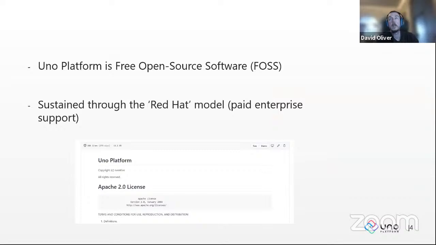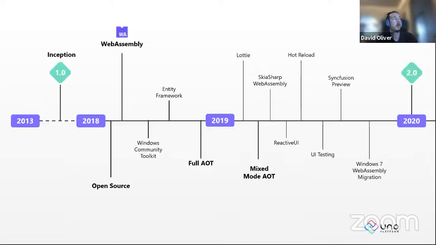So Uno is free, it's open source. And just to let you know, it's sustained through the so-called Red Hat model. So we offer it for free by supporting the core team through the paid enterprise support contracts with enterprises that use Uno.